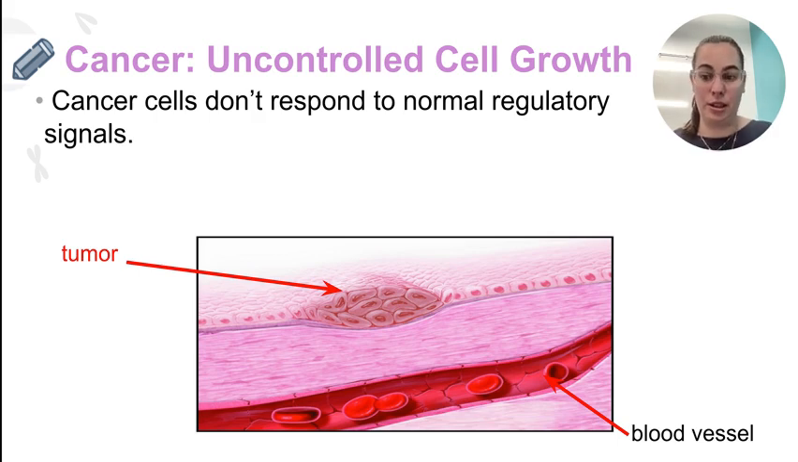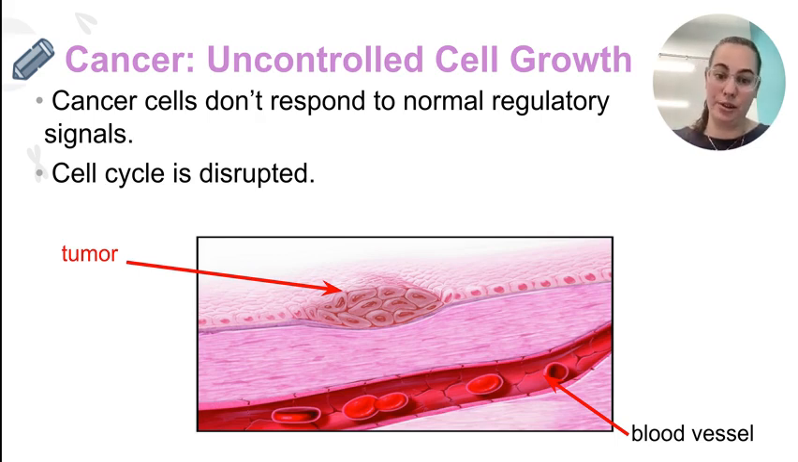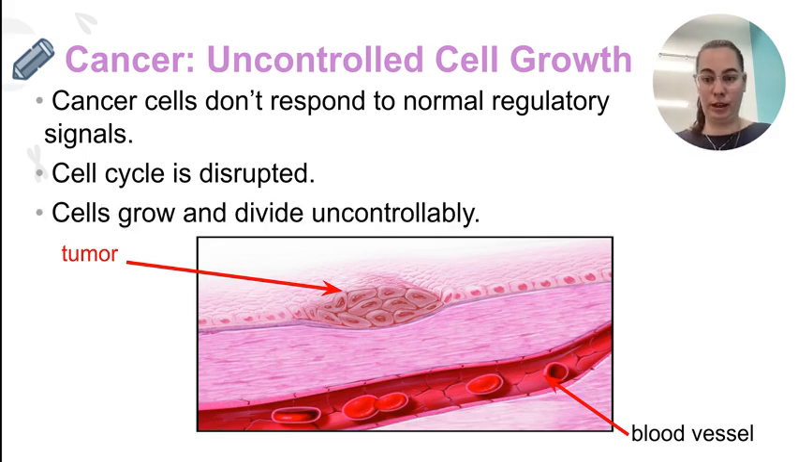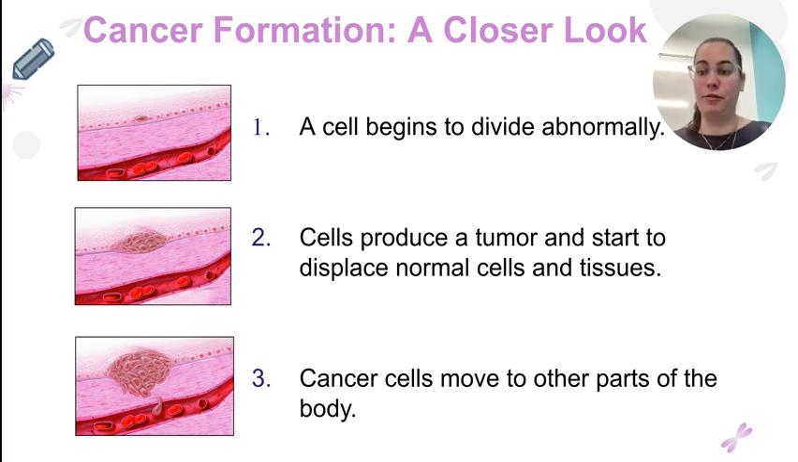Cells need resources to grow and divide. When cancer cells grow uncontrollably, they not only displace healthy cells and tissues by taking up space, but they also use up resources that normal cells do. To take a closer look at this, we have first a cell beginning to divide abnormally. Then cells produce a tumor and start to displace normal cells and tissues. And then third, cancer cells move to other parts of the body.